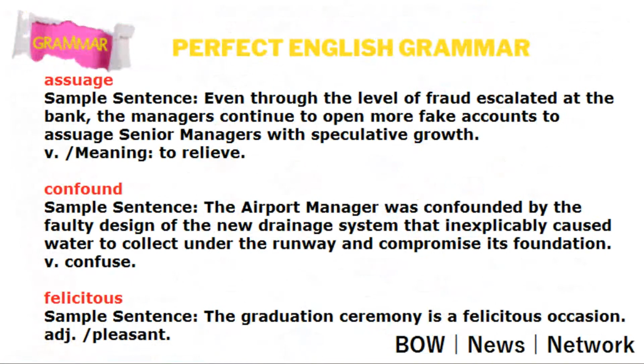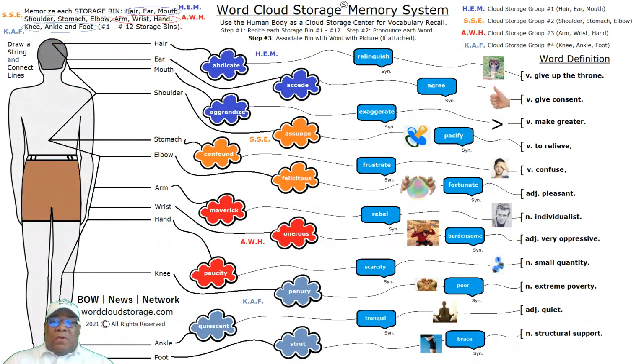When it's used in a sentence, confound: the airport manager was confounded by the faulty design of the new drainage system that inexplicably caused water to collect under the runway and compromise its foundation. So that's a serious situation. So we see here that confound means frustrate or confuse.